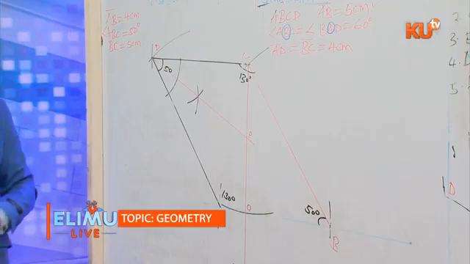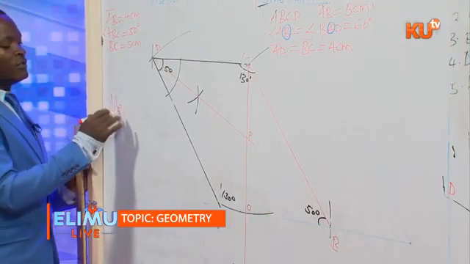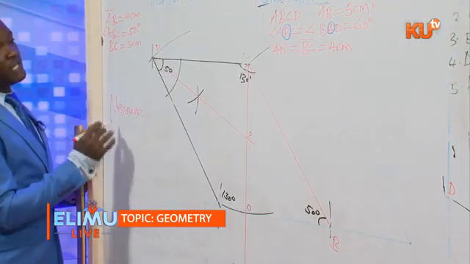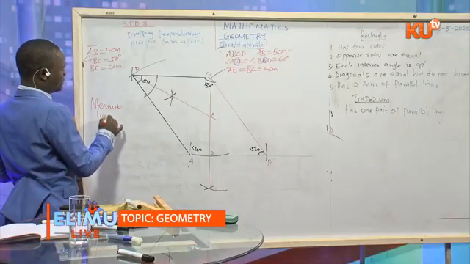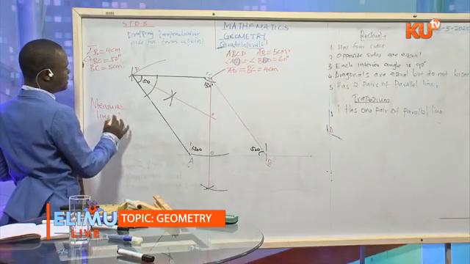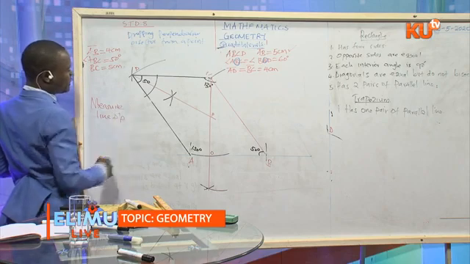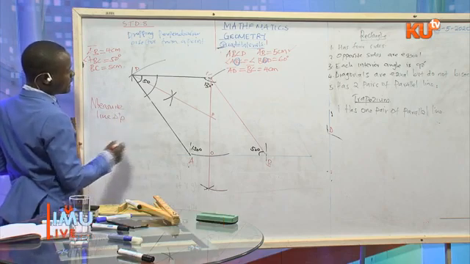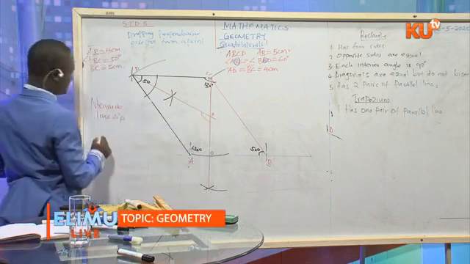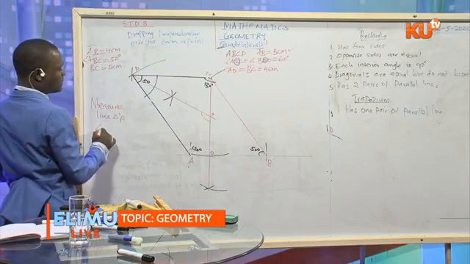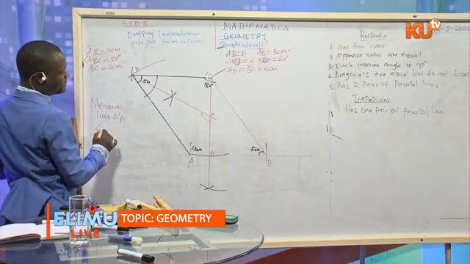Then from here you can be told to measure line DP. You can also be told to measure this angle here, that is, measure angle DPO.